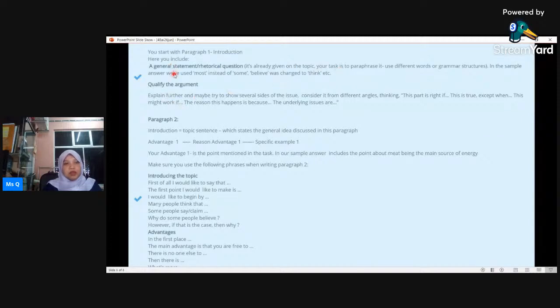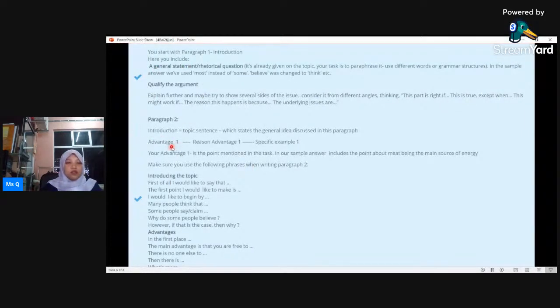We almost use most instead of some, believers to think. After you mention the general statement and rhetorical questions, you go straight towards how to qualify the argument. Meaning you have to explain further and show several sides of the issue. If you look at one issue, you have to look at it from different angles. So you have to mention that if you strongly agree with something, there's also a set of things that you need to consider. That's how you qualify the argument.